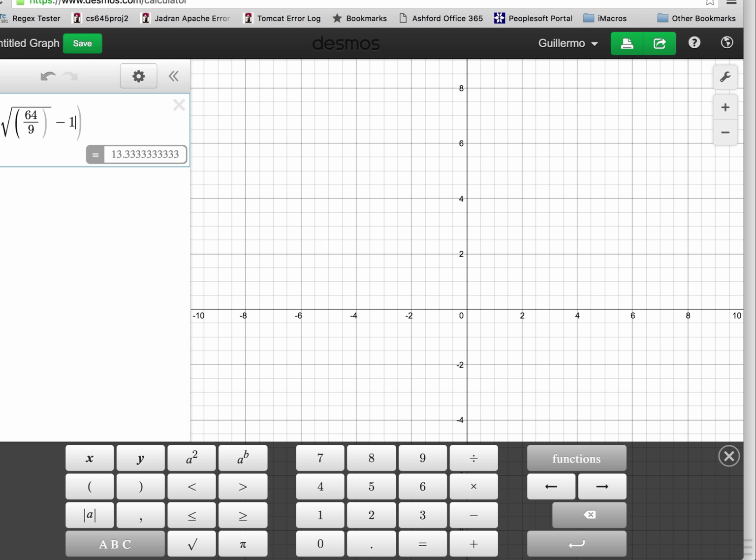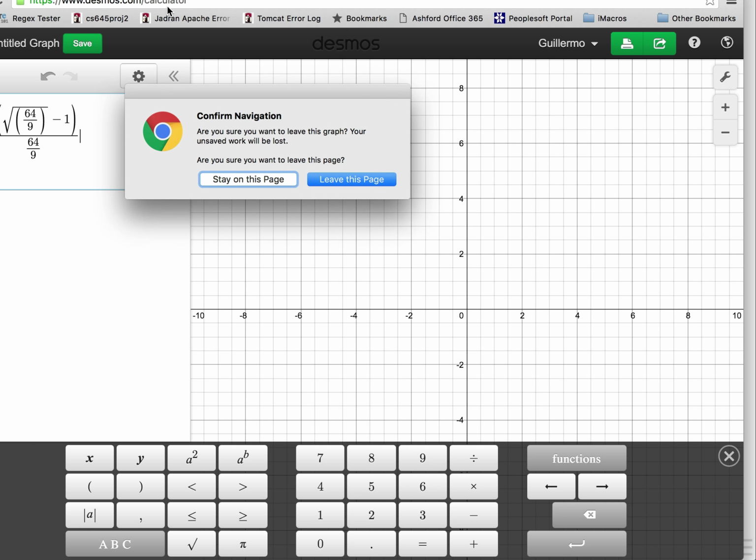15/8. Oh, Desmos doesn't even do it. Okay. 15/8.